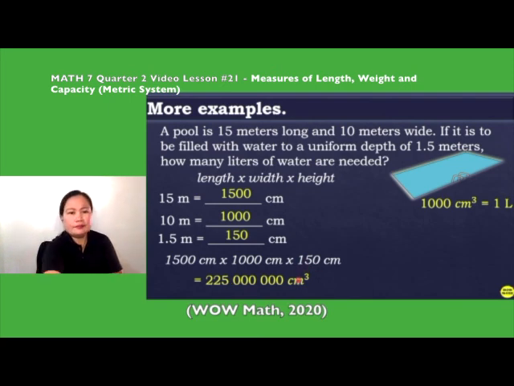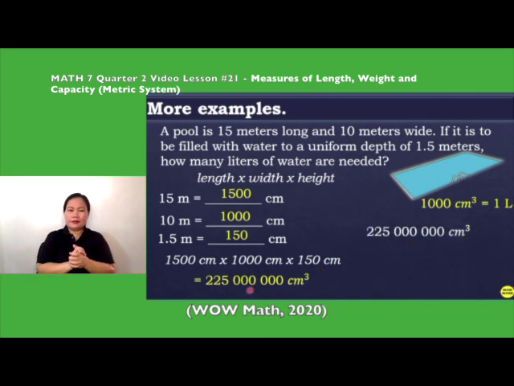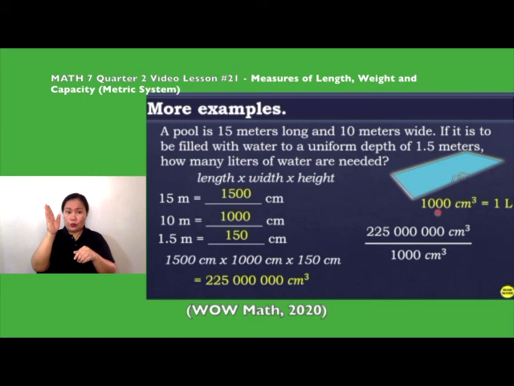Now, tapos na ba? Hindi pa po. So, balikan natin to. Sa bawat 1,000 daw na cubic centimeter, that is equivalent to 1 liter. So, anong gagawin natin? I-divide natin si 225 million cubic centimeter sa 1,000 cubic centimeter. Kasi sa bawat 1,000 daw, meron kang 1 liter. So, divide natin siya sa 1,000 para malaman natin kung ilang 1,000 meron dito. Dahil kung ilang 1,000 meron dito, yun ang bilang ng liters. Okay? Now, pwede tayo mag-divide ha kasi same unit na sila.